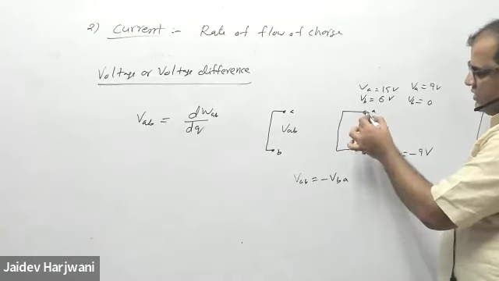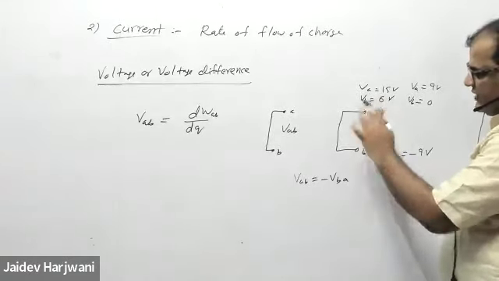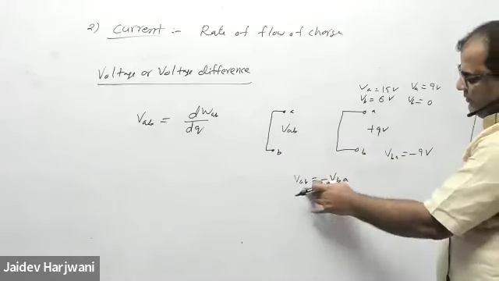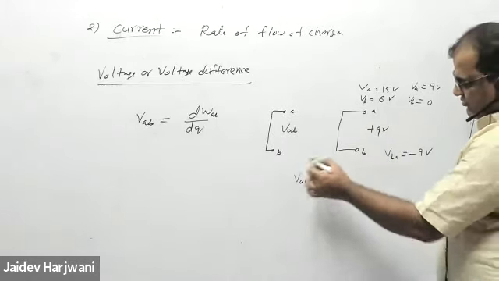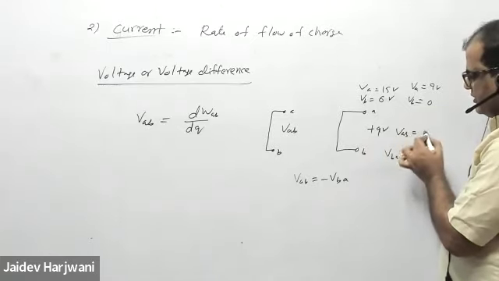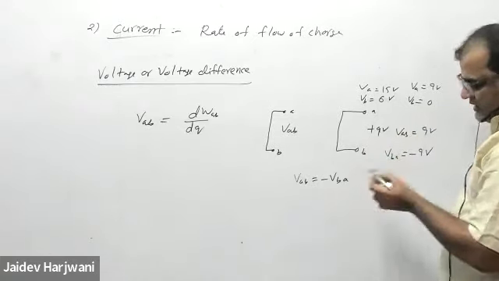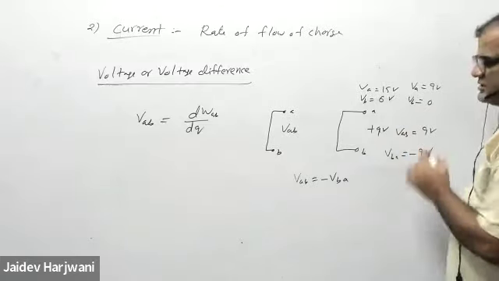Actually, this is 9 volt, and this is 0 volt. The difference is that this is a higher voltage and this is a lower voltage. If I want VAB, this is 9 volt. Okay, so VAB is 9 volt. And if I want VBA, that will be opposite to this one. This will be minus 9 volt.